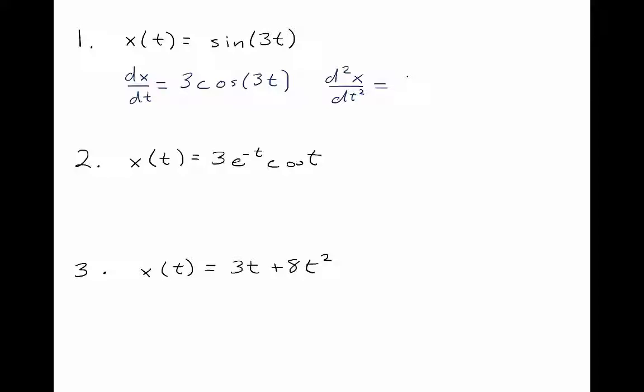We bring out a 3 again. 3 times 3 is 9. The derivative of cosine is minus sine. Remember, watch your signs. My students mess this up all the time. Well, and to be honest, so do I.